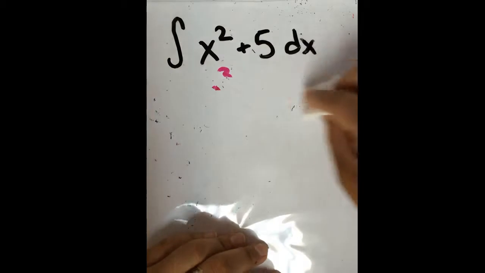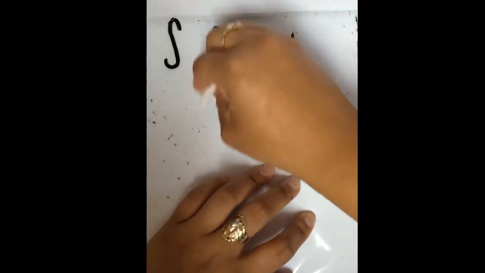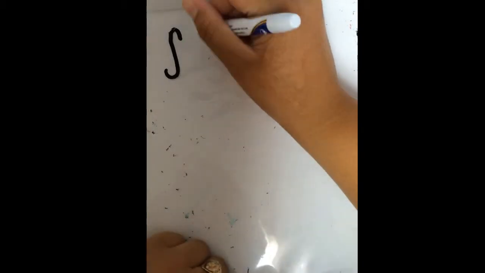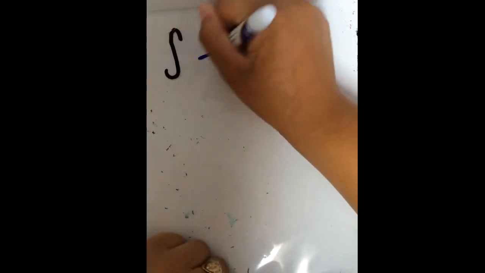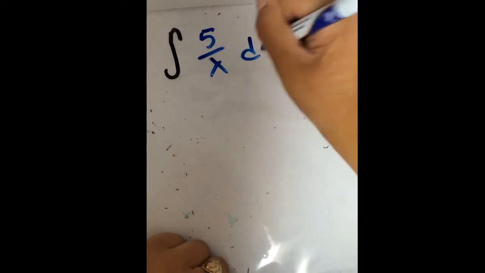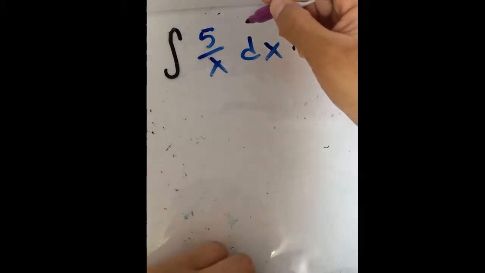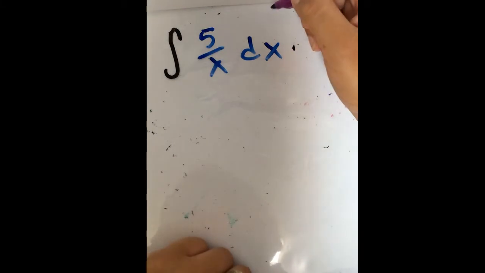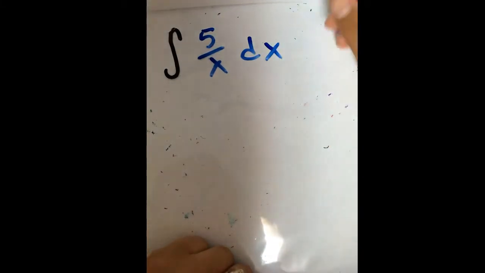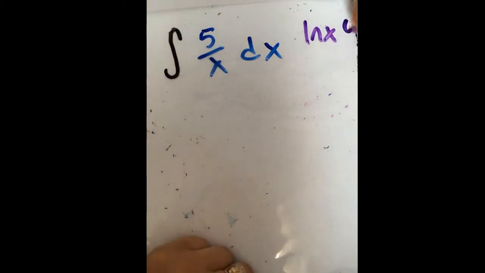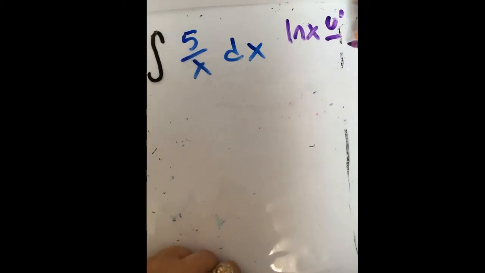Another way of solving these is using u substitution. Let's say we have the antiderivative of 5 over x dx. You should be able to recognize this as a ln. The derivative of ln of x, you should know, is u prime over u.